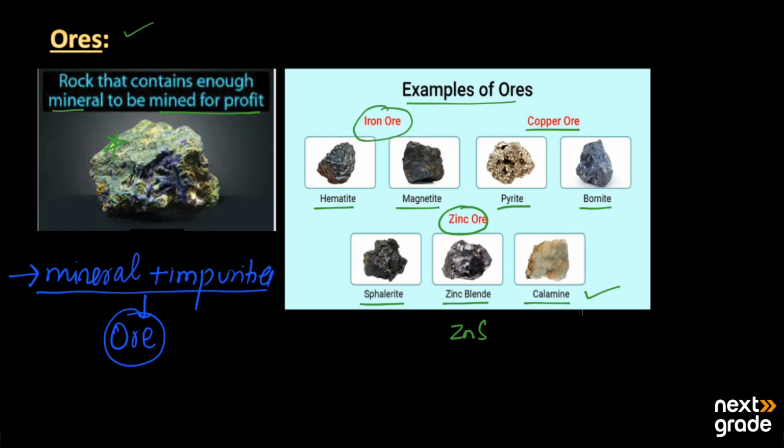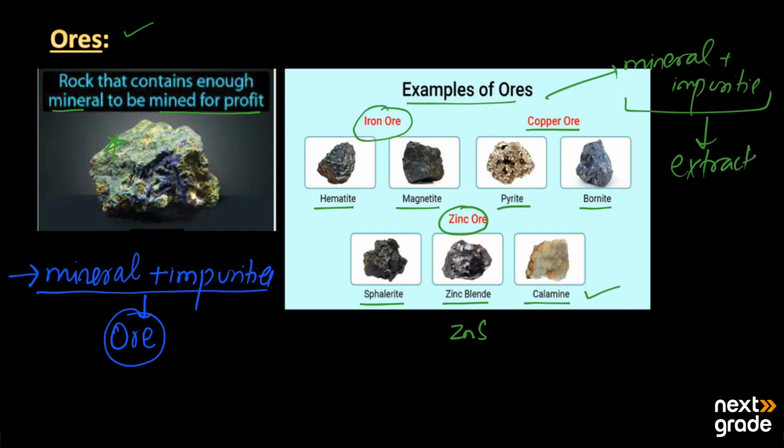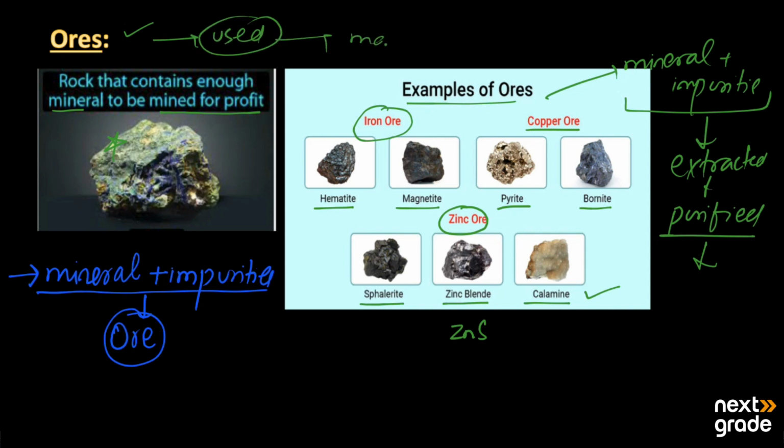So these are the simple ores which contain the minerals along with some rock impurities. These minerals are extracted and purified for the benefit of living organisms, and then further used for the production of different types of materials. So this was the ore.